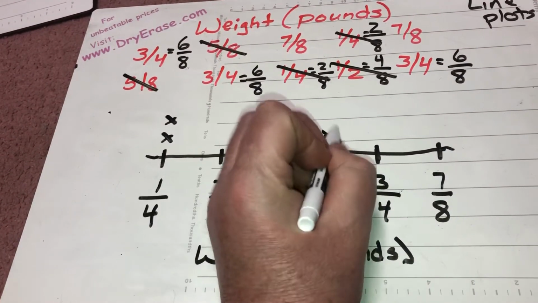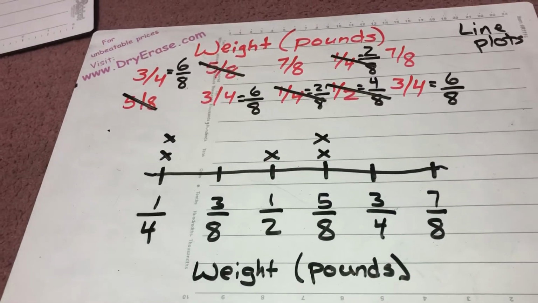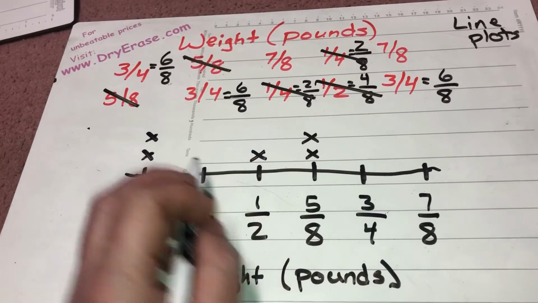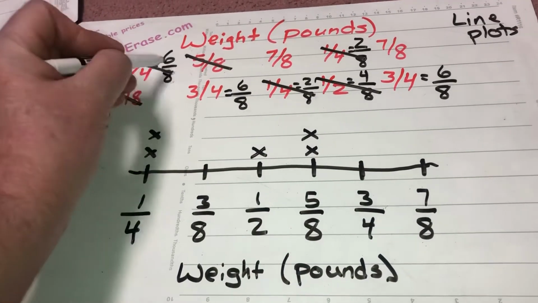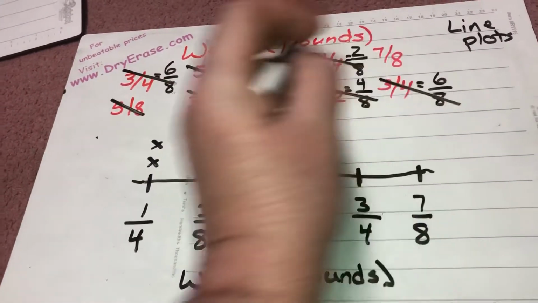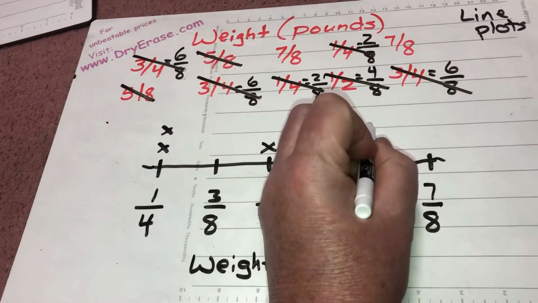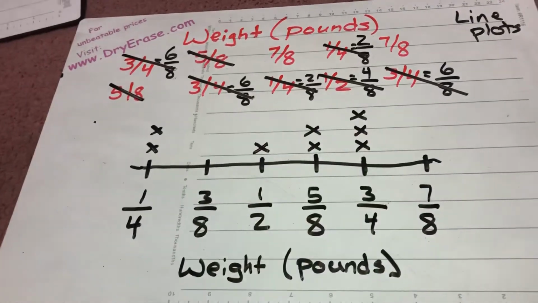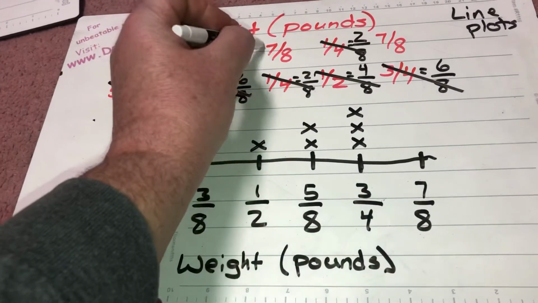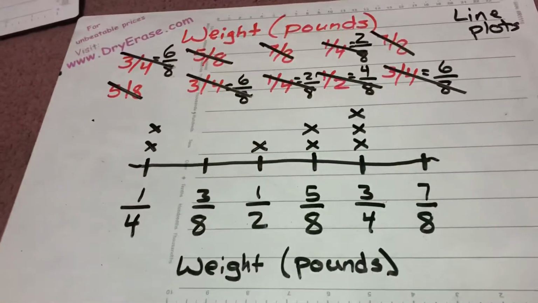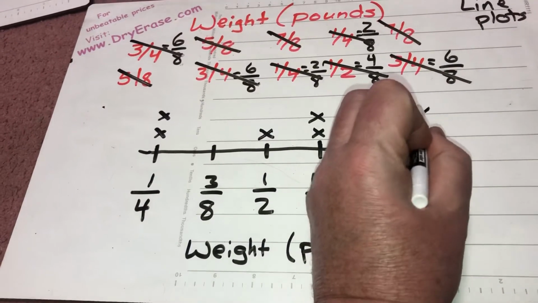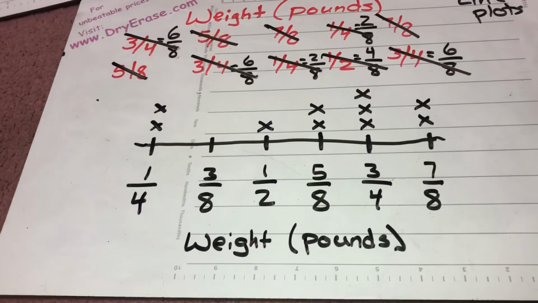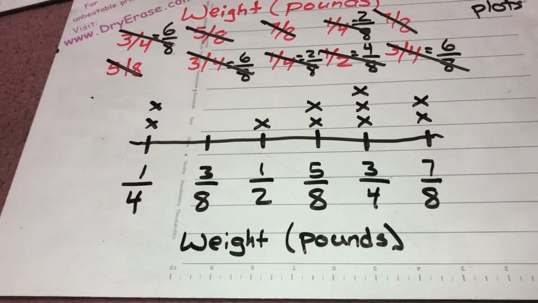So I'm going to put 2 X's above the 5/8, 3/4, which is the 6/8. It looks like I've got 1, 2, 3. So we're going to put 1, 2, 3. And then the 7/8 looks like I've got 1, 2, 7/8. Ladies and gentlemen, that is a line plot.